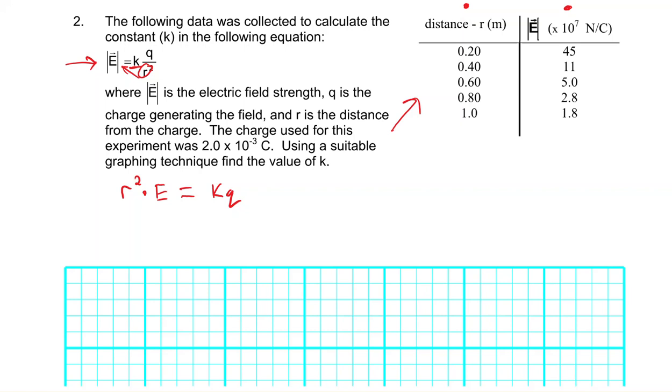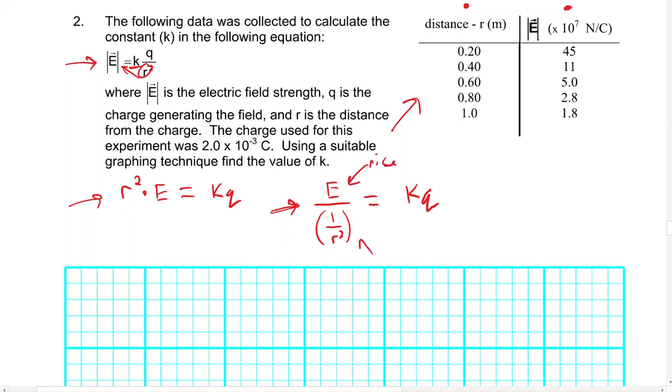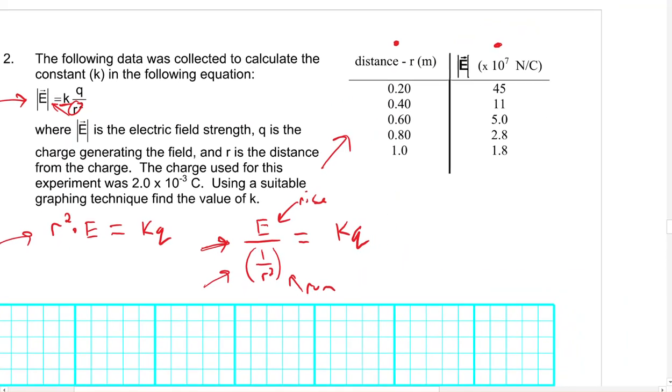So I'm going to change this to E over 1 over R squared is equal to KQ. Just look at this for a second to make sure it makes sense. If I divide by a fraction, that's the same as multiplying by the reciprocal, so these are the same equation. This is perfect because now I've got a rise and a run. All I need to do is change this into a column. I need to make a new column for that one.